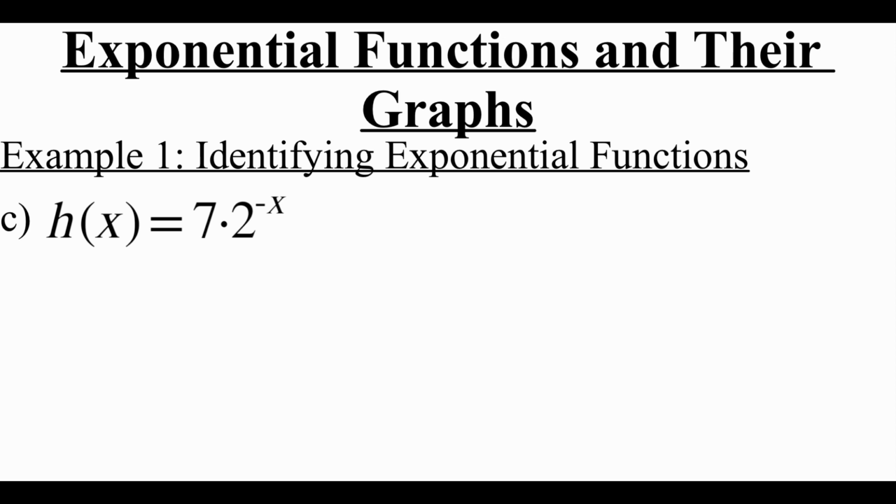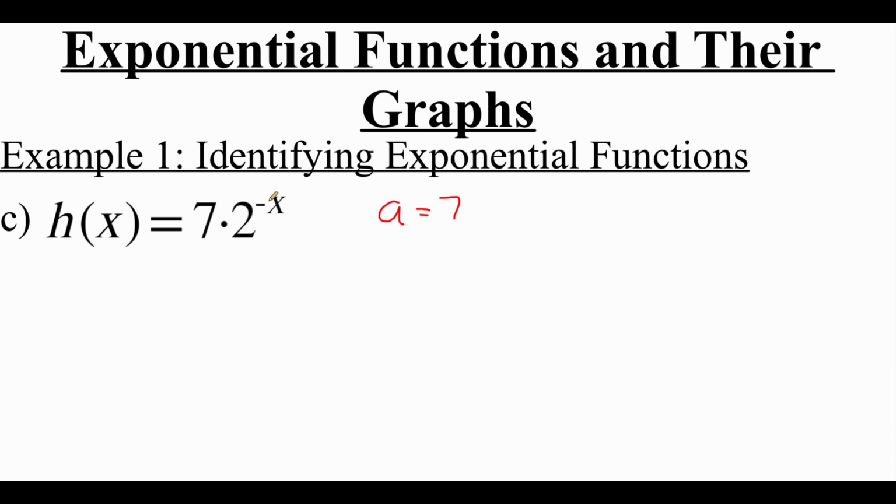As we're taking a look at this function, h of x equals 7 times 2 to the negative x power, we can see that we have a numerical base being raised to a variable power, so yes, this one is an exponential function. This one has an initial value of 7, since we have the 7 times 2 to the negative x power. But as far as the base value goes, this one's a little bit tricky to think about.